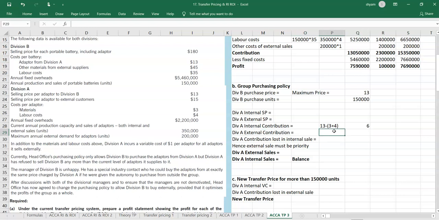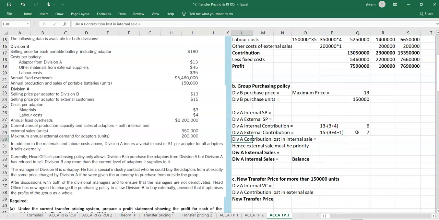Let's see what they get outside. Outside price is 15. It's going to be 3 plus 4 plus 1, because that's going to be the sales cost or something. So if they sell outside, they are getting one more dollar extra. And this is why they don't want to lose the sale.